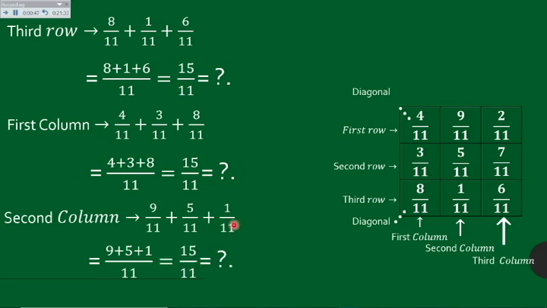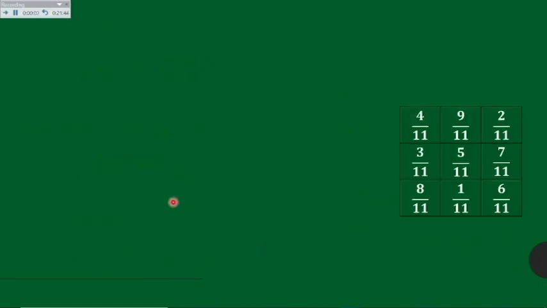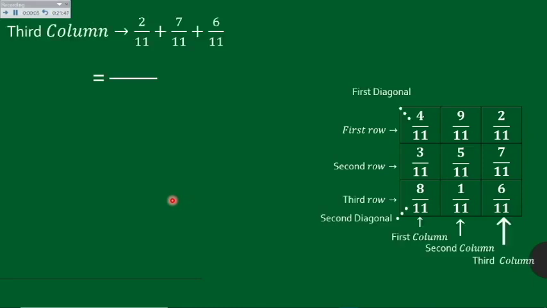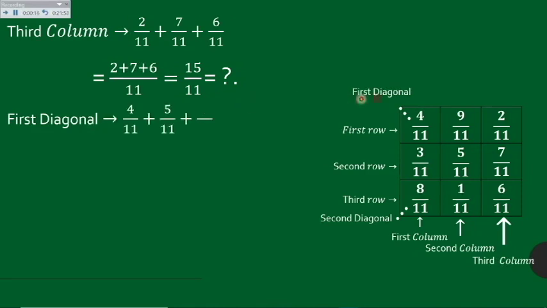So till now I am getting the same answers for all given conditions: first row, second row, third row. Now the third column, here also I am getting the same answer. Now, second last, the first diagonal. Here I have written the first diagonal, so I am taking this as the first diagonal, 4 upon 11, 5 upon 11 and 6 upon 11. And after performing addition, here also the answer is the same.